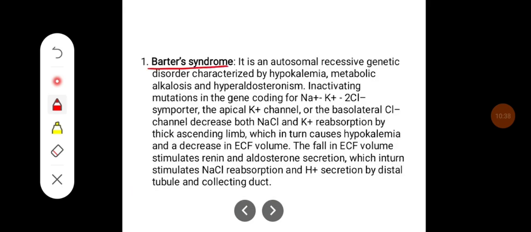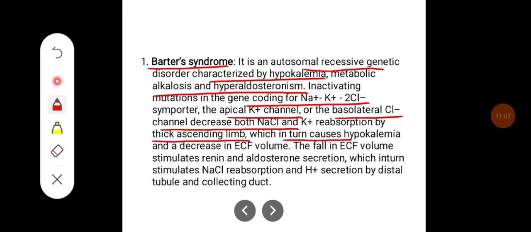Bartter syndrome is an autosomal recessive genetic disorder characterized by hypokalemia, metabolic alkalosis, and hyperaldosteronism. Inactivating mutations in the gene coding for sodium potassium chloride symporter, the apical potassium channel or basolateral chloride channel decrease both NaCl and potassium reabsorption by thick ascending limb, which in turn causes hypokalemia and a decrease in ECF volume. The fall in ECF volume stimulates renin and aldosterone secretion, which in turn stimulates sodium reabsorption and H+ secretion by distal tubule and collecting duct.